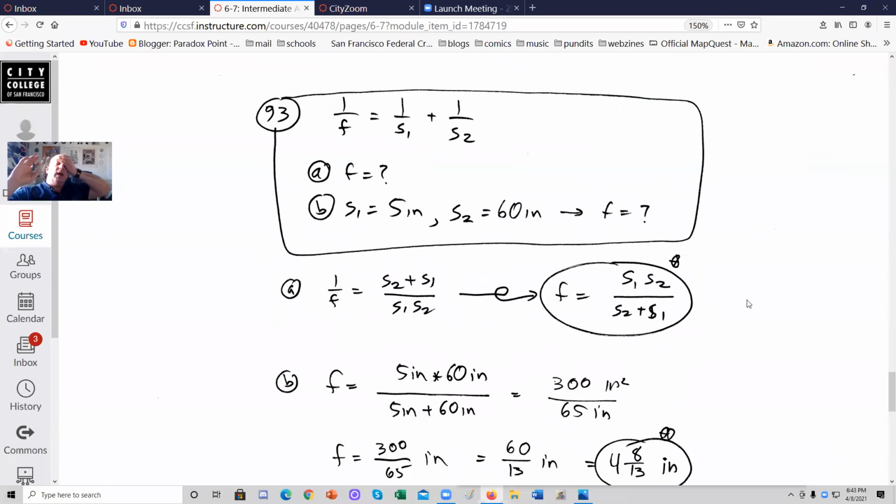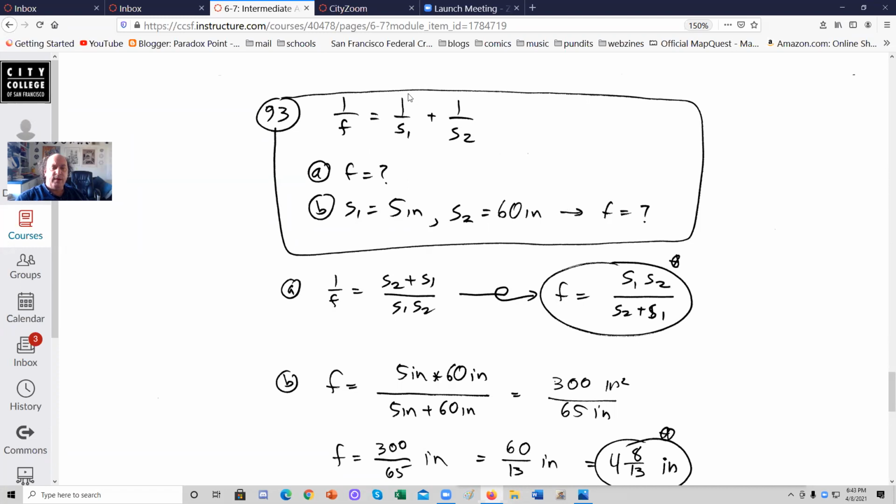This next one involves, I suppose the application is photography, where two lenses in a row, the relation of their focal lengths is this: 1 over combined focal length equals 1 over first focal length plus 1 over the second focal length. First of all, what is f in general? And second, if S1 is 5 inches and S2 is 60 inches, then what's f?